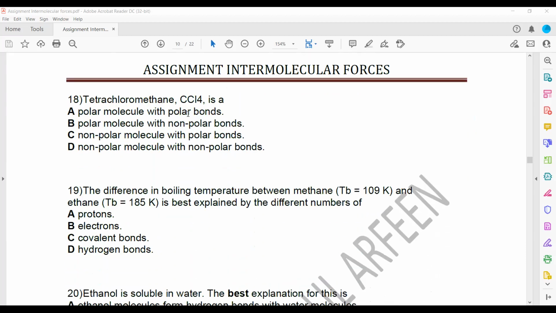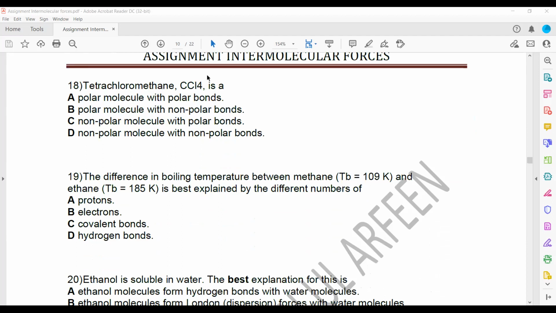Then tetrachloromethane. Whenever two different atoms are bonded, the bond will be polar. So the carbon and chlorine bond will be polar, partial positive and negative. But what will be the difference? The molecule will be non-polar because it is a symmetrical molecule. So the molecule will be non-polar, but the bonds will be polar.